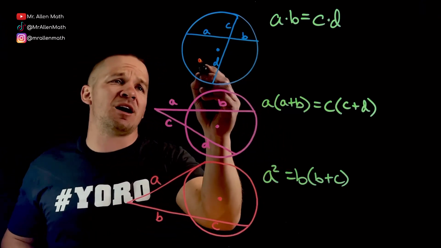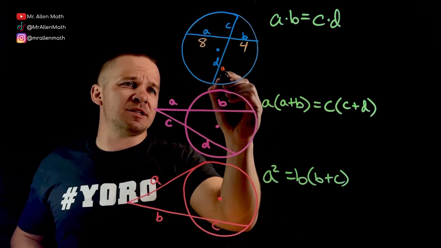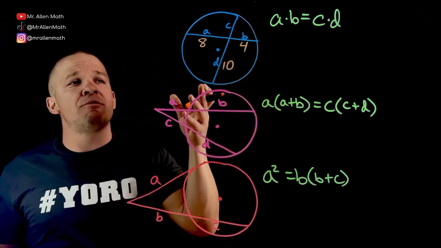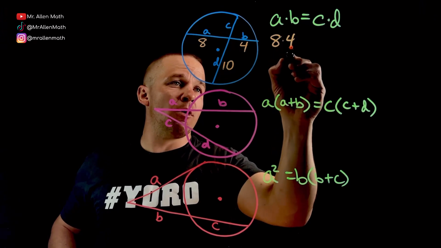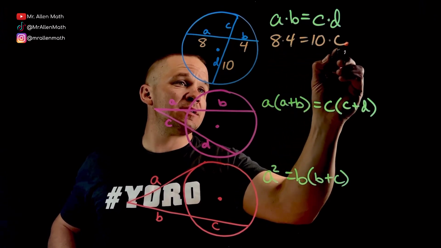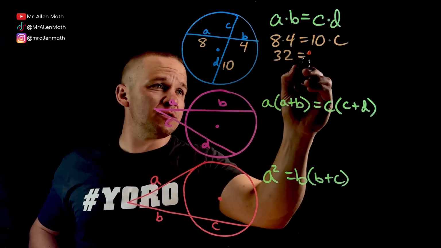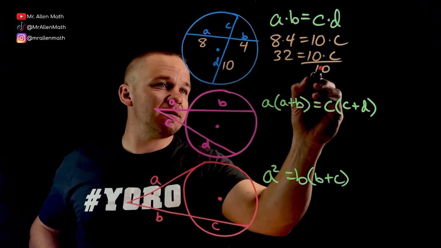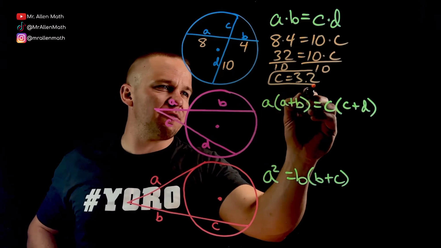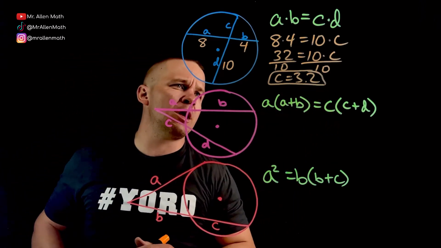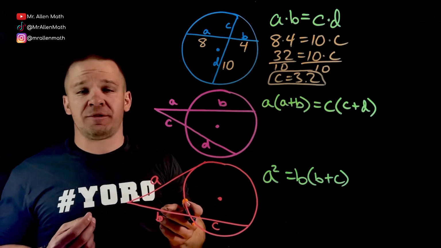Let's say I've got 8, let's go with 4, and let's say D is 10. Okay, and I want to solve for C. So I'd have 8 times 4 equals 10 times C. 8 times 4 is 32, so 32 equals 10 times C. Divide by 10, and I get C equals 3.2, or 32 over 10. You could simplify that down to 16 over 5, but we'll go with 3.2. There we go. That is absolutely wonderfully fantastic.